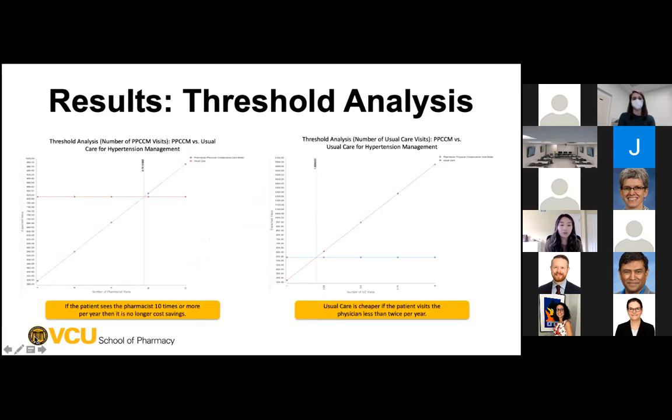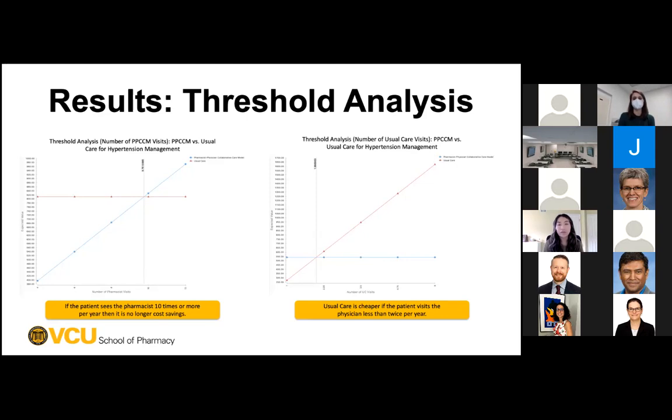So now we have two more threshold analyses. The one on the left is for the number of PPCCM visits. If a patient sees the pharmacist 10 times or more per year, then it is no longer cost savings compared to usual care. And the next one on the right is for the number of usual care visits. Usual care is cheaper if the patient visits the physician less than twice per year.